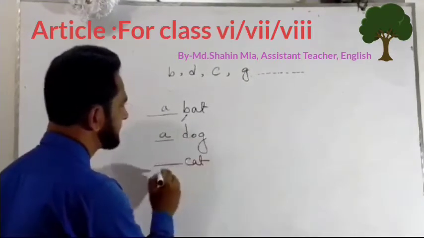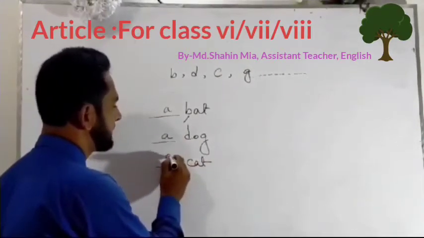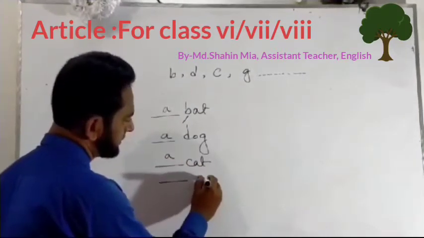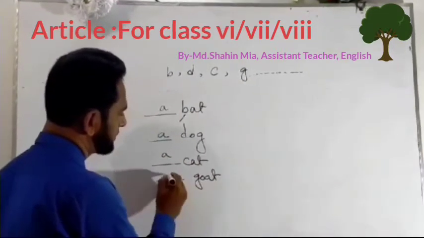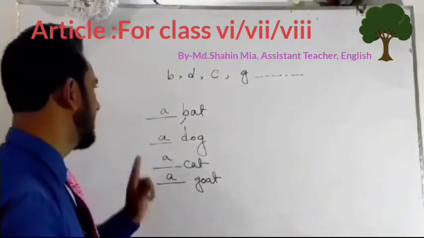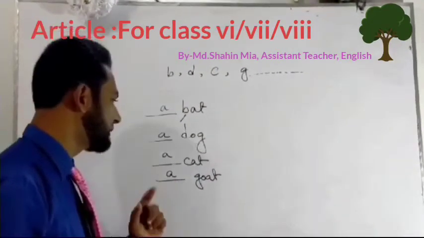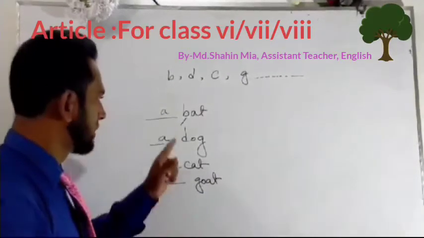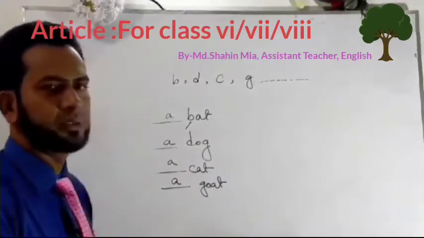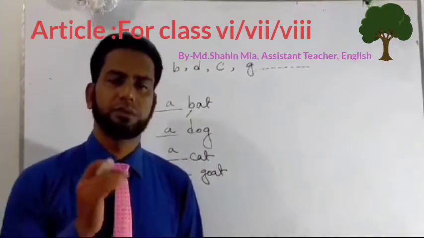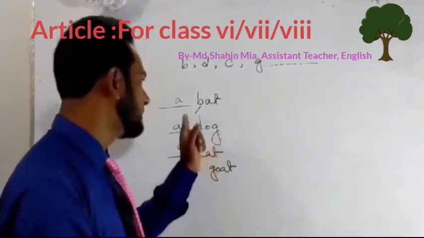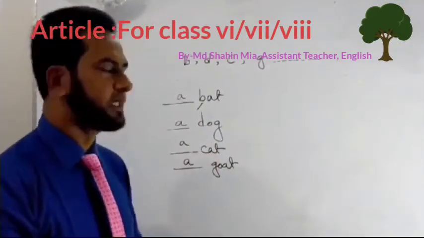Cat. A cat. Goat. A goat. A bed. A dog. A cat and a goat. All these sounds are consonant sounds. So before consonant sound we have used article a.